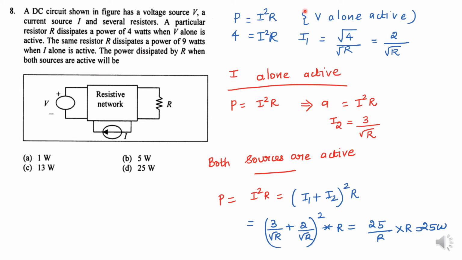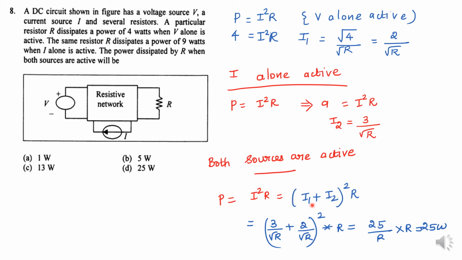Here, first of all I am going to consider V alone active. What is the equation for power? P is equal to I square R. P is given when V alone is active, that is 4 equal to I square R. I take this as I1. I1 is square root of 4 divided by square root of R, that is 2 by root R. And then when I alone is active, P is equal to I square R, 9 is equal to I square R, and I2 equals 3 by root R. When both the sources are active, it is I square into R.